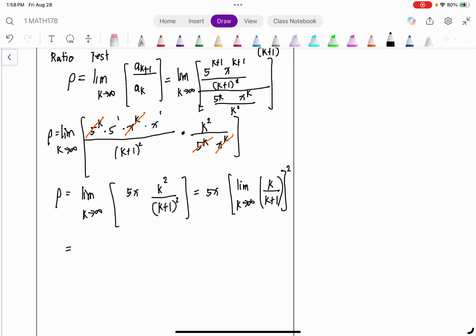So this would be 5x, and then the limit of k over k plus 1 is infinity over infinity. So we can apply L'Hopital's rule. If we apply L'Hopital's rule, it would just be 1 squared. So we will now be having 5x, and this should be less than 1. So the ratio should be less than 1.